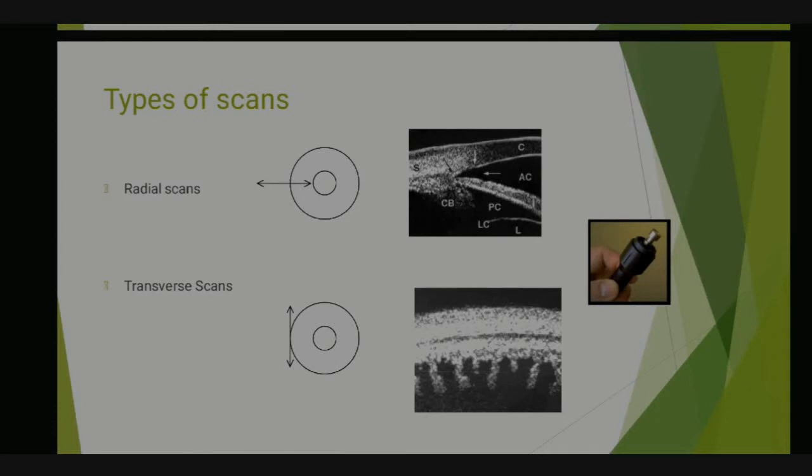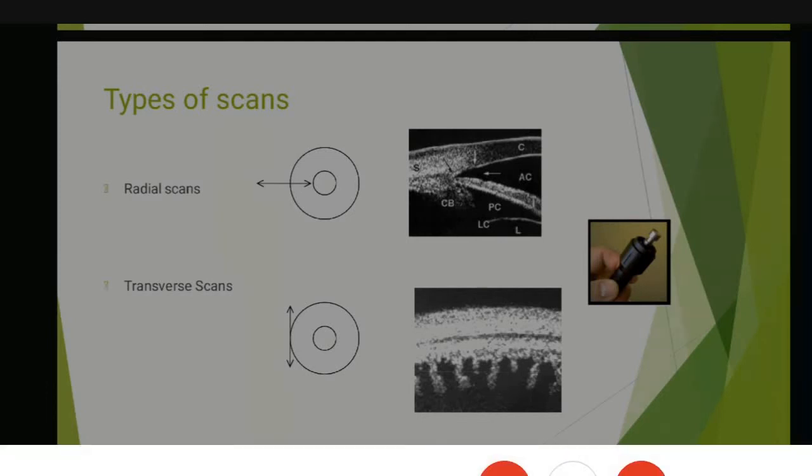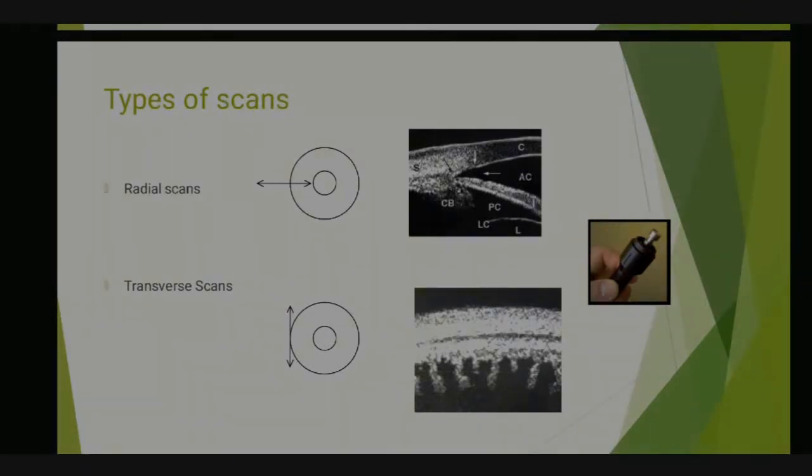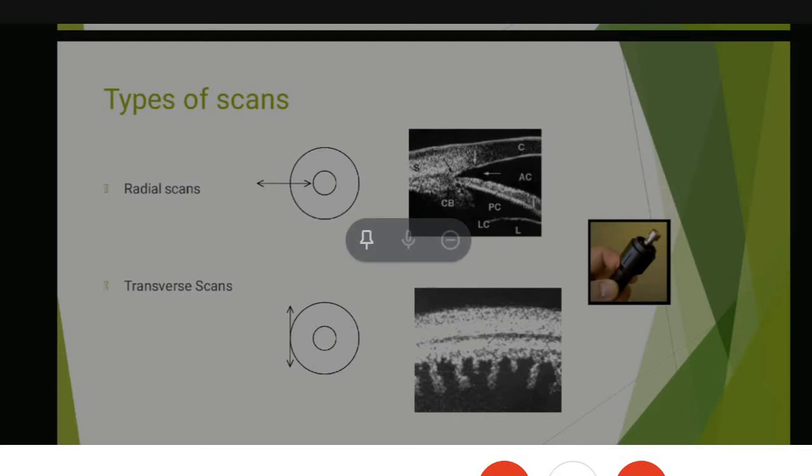In the transverse scan, the probe is placed parallel to the limbus. When we place it parallel to the limbus, it bisects the ciliary body and the structures, so we see deep into the layers. Here, the top region is the episclera, which is very hyporeflective. Then we have the sclera, and then the ciliary body, where we see the ciliary processes. You can see the process-like structures; those are the ciliary processes.